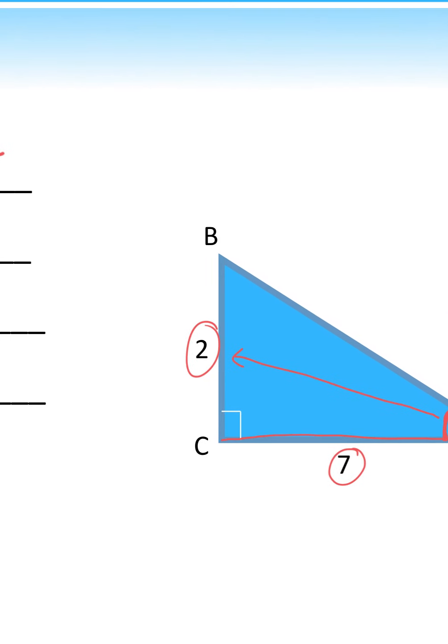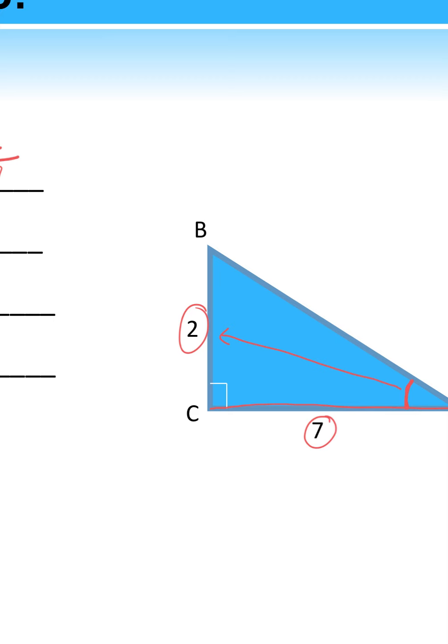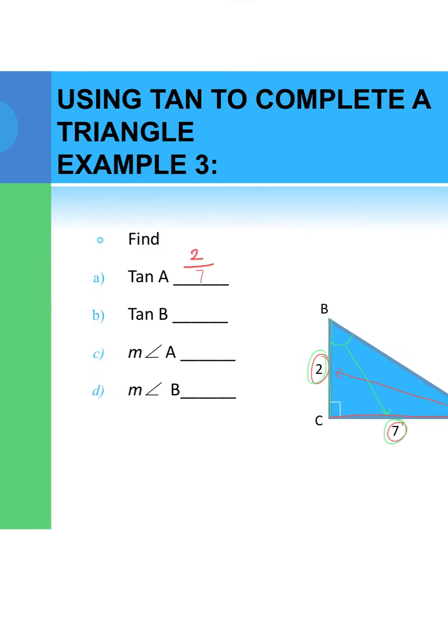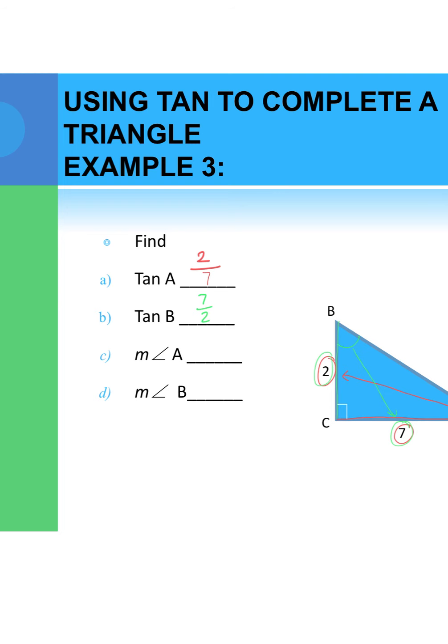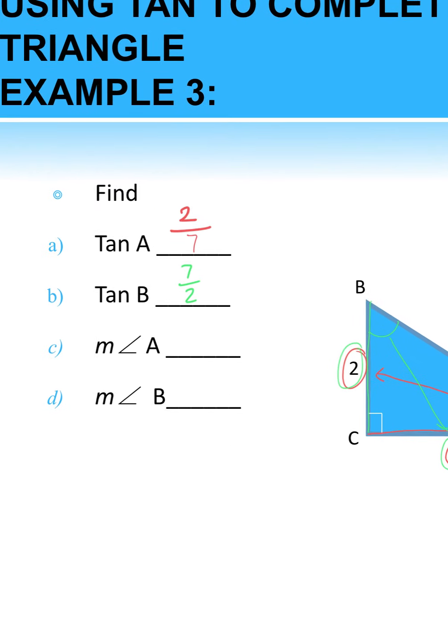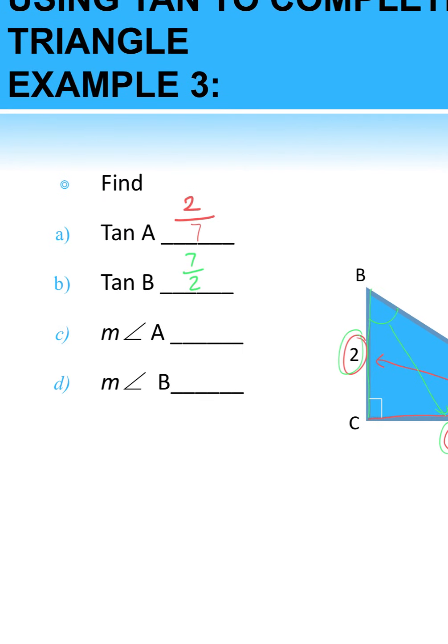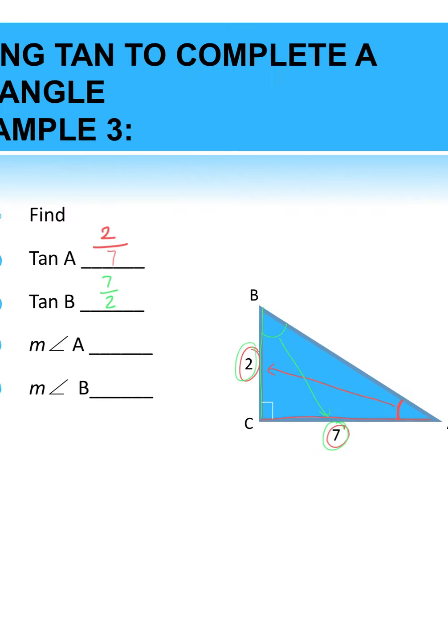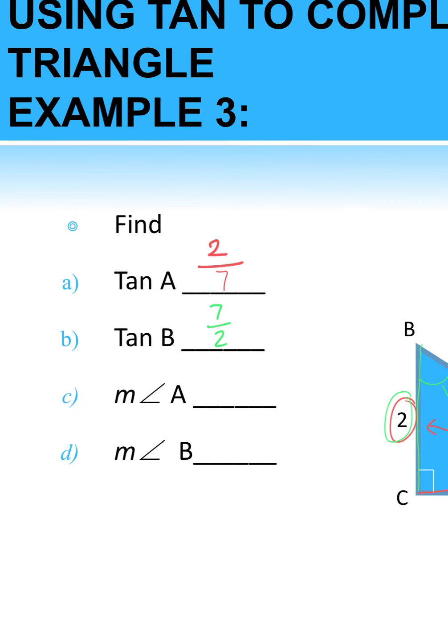The tangent of B would be this one. This is angle B. Opposite is 7. And then adjacent is the 2. So this would be 7 over 2. Now, the measure of angle A, the measure of angle B, that will come when we have our calculators in order to calculate this. But for now, those are the only two that I want you guys to do.